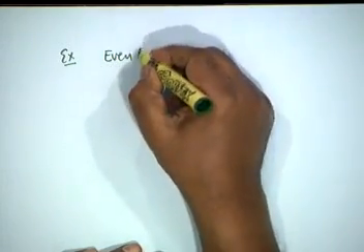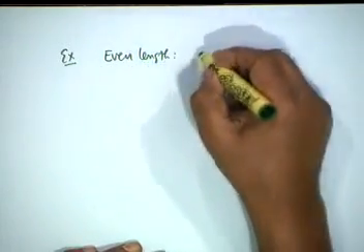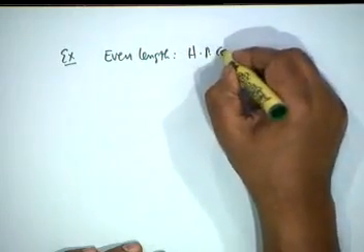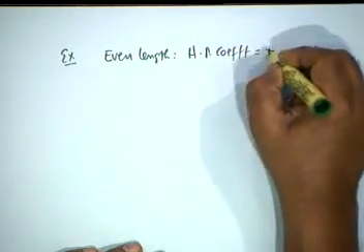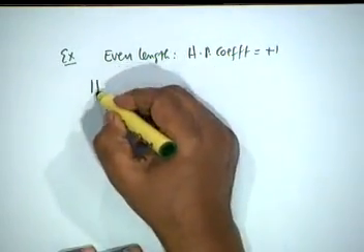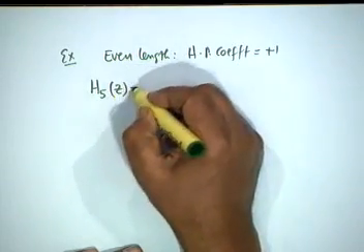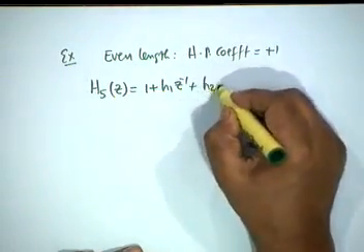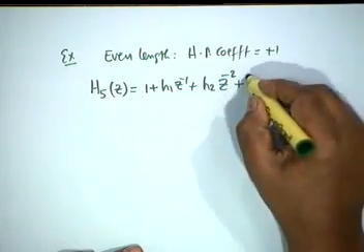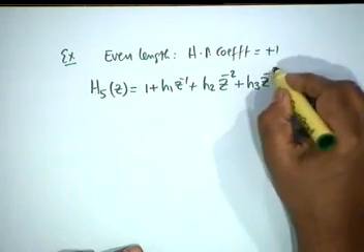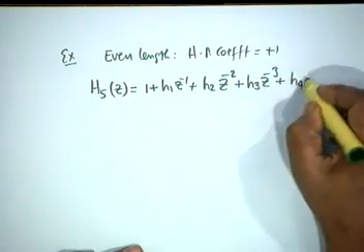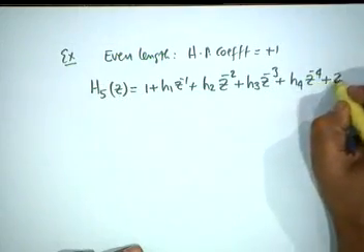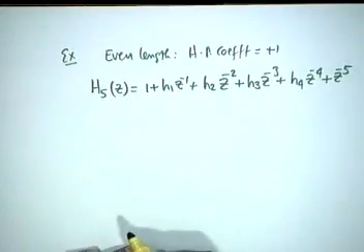Next case, even length and highest power coefficient equal to plus 1. So, even length, let us take a fifth order, H5z equal to 1 plus H1z inverse plus H2 z to the minus 2 plus H3 z to the minus 3, H4 z to the minus 4 plus z to the minus 5. Coefficient is 1.